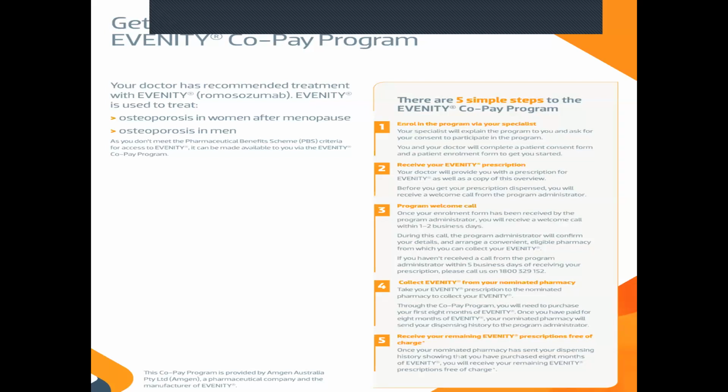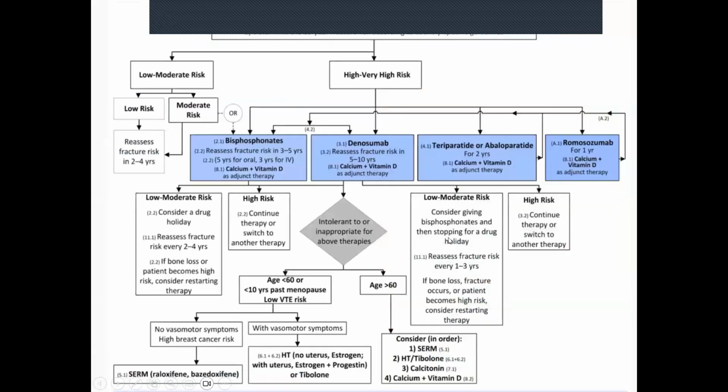Again, if they have very severe osteoporosis, the PBS criteria alone should not limit us from deviating from best practice. Sometimes we do discuss with our patients what the best practice is, but unfortunately, because of PBS prescribing and funding cost of medications, we are limited by what we can do. But some patients, if they are able to afford it, might be able to pay out of pocket. Right.